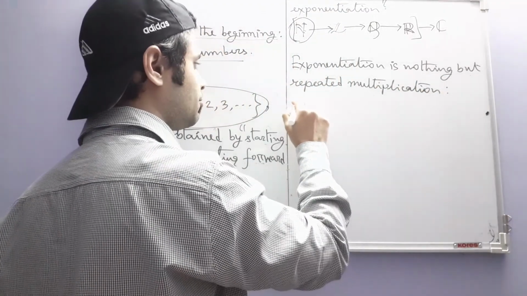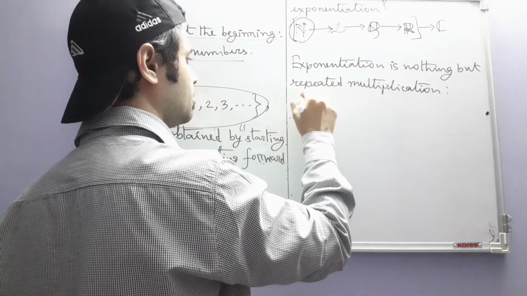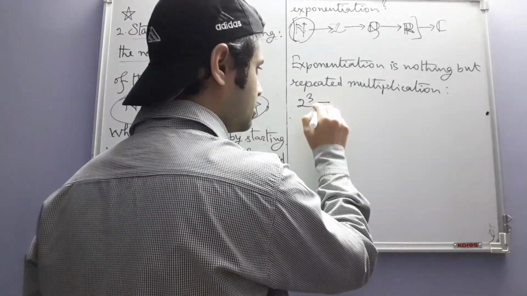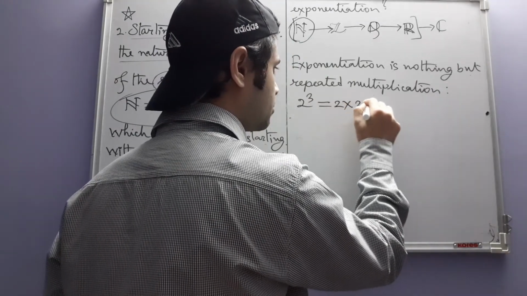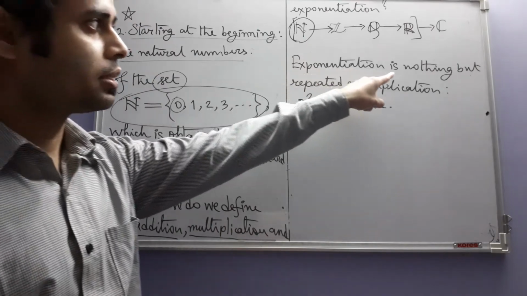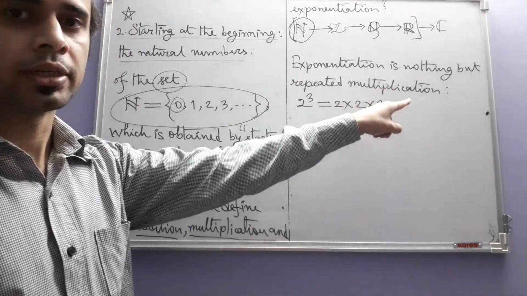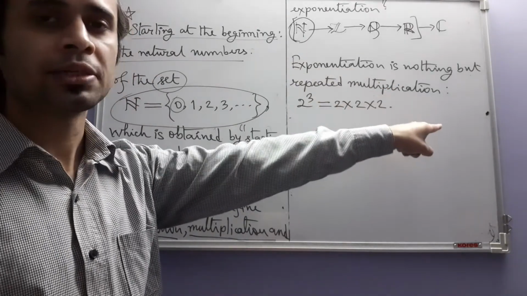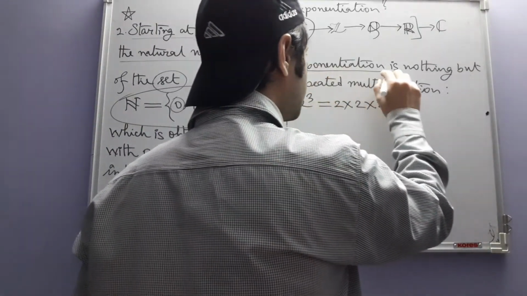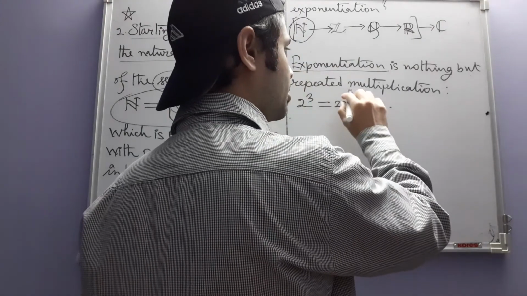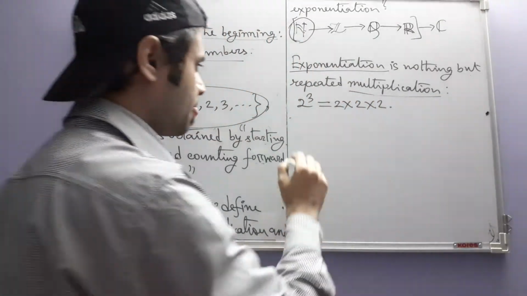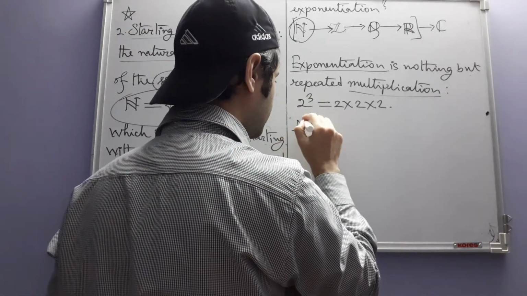For example, if I take 2 cubed, that number is actually nothing but 2 times 2 times 2. So exponentiation is repeated multiplication. That means if I know multiplication, I will know exponentiation. So defining exponentiation now becomes a matter of defining multiplication. Okay. Now we come to multiplication.